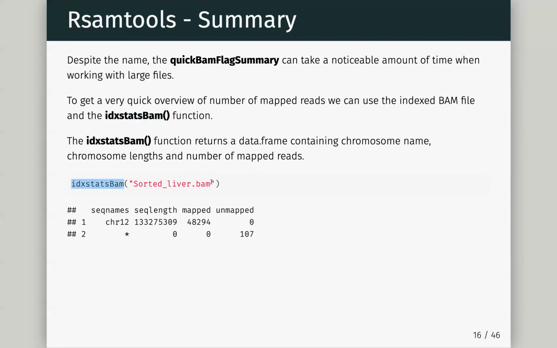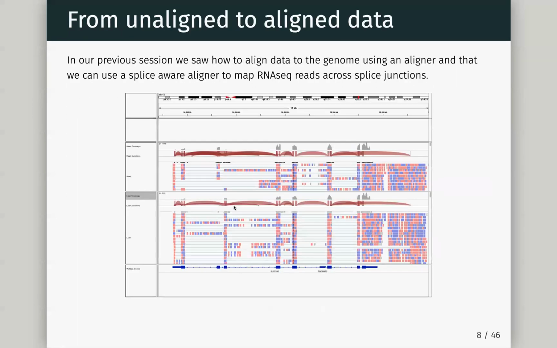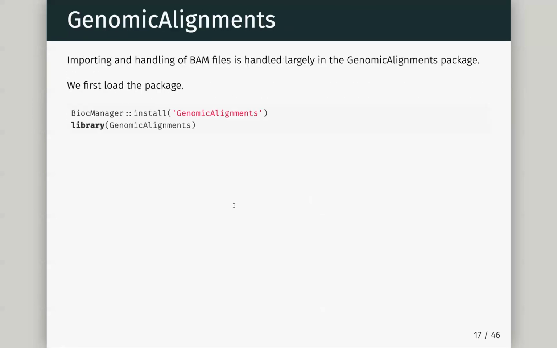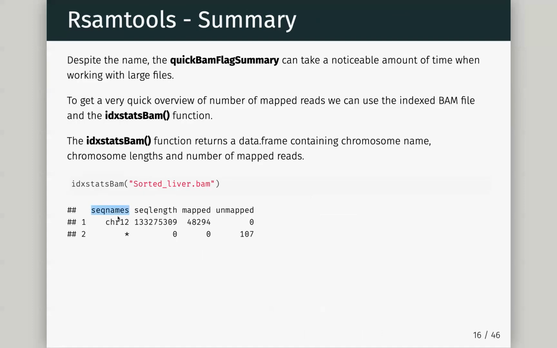And we just need to give it the path of our sorted indexed BAM file, so it needs to have an index clearly. And in this case, I've just aligned it to chromosome 12, because it's this short little liver body map example. So we can see it gives us the seq names, the chromosome name, the seq length, and the number of mapped and unmapped reads. Clearly, you can't be both unmapped and on chromosome 12, but at the end here we have a star, and it tells us we have 107 unmapped reads.